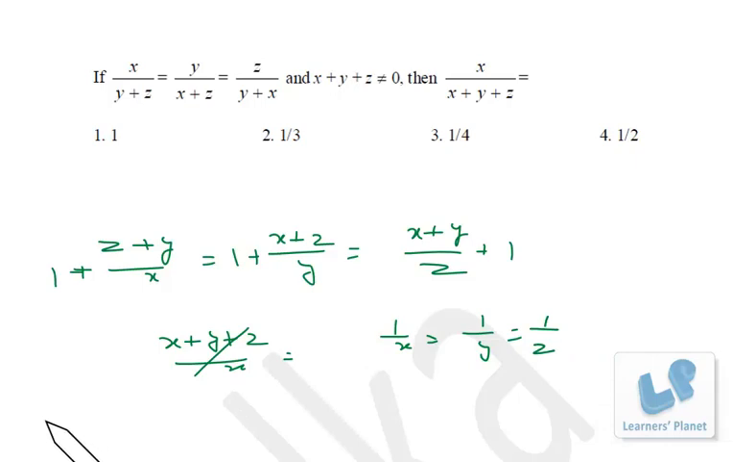That means the reciprocals will also be equal, that means x is equal to y is equal to z. So you can take any value for x, y and z, and all of them should be equal. So precisely it is 1 upon 1 plus 1 plus 1, that's 3. So it's 1 by 3.